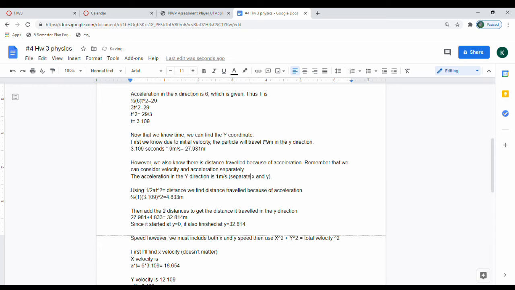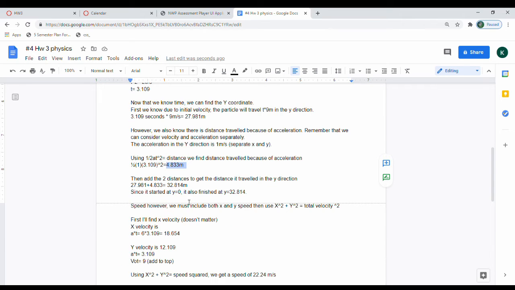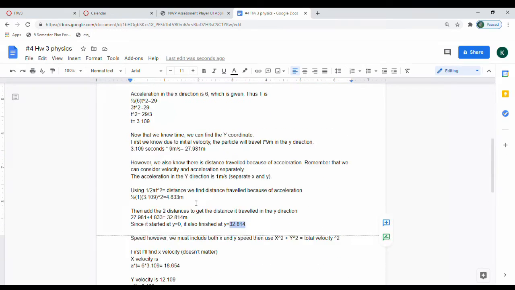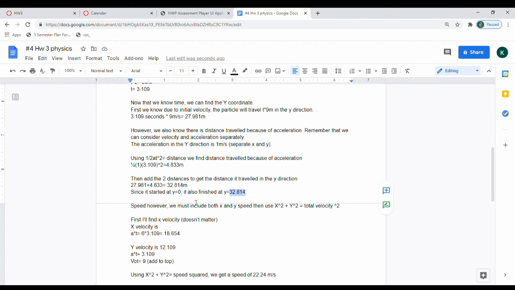Then, using the distance formula, we can find the distance traveled because of acceleration by plugging in the y acceleration and the time that we know. This is what we get. Then we add the two distances together, and we get the distance traveled in the y direction. It started at y equals 0, so that's just the answer, or super close. And then we need to find the speed.